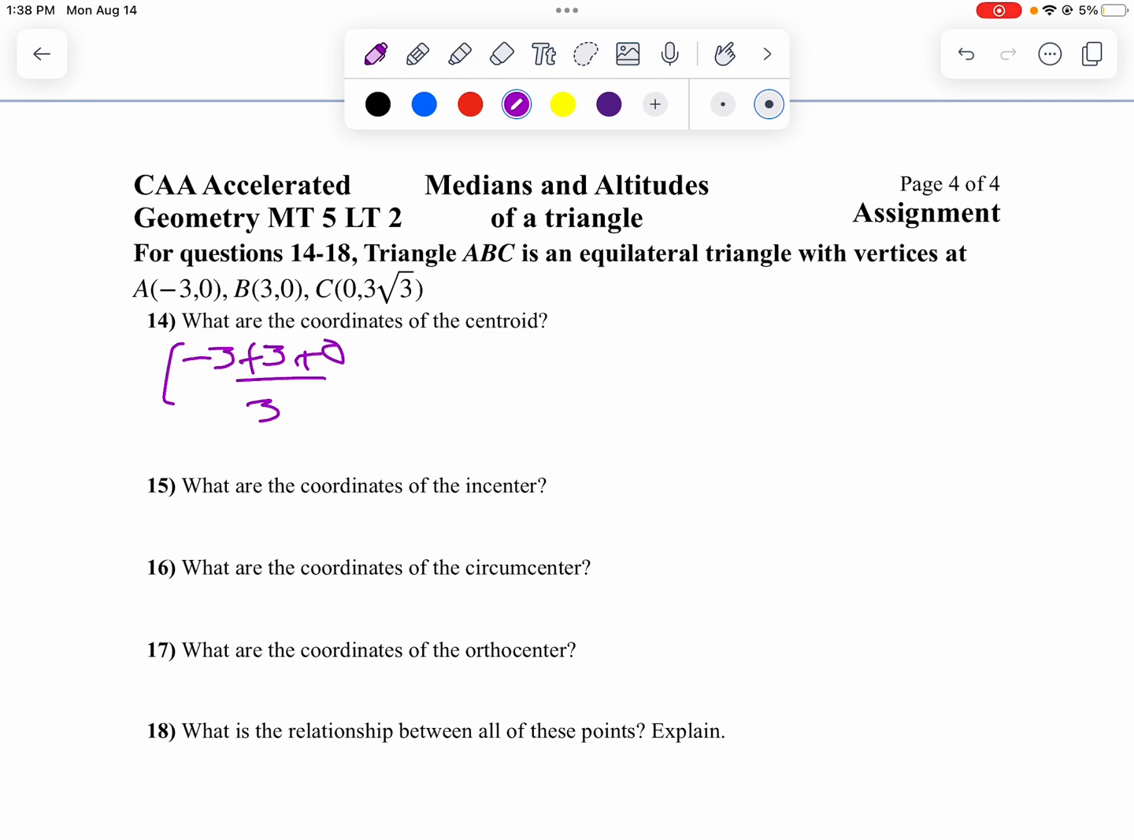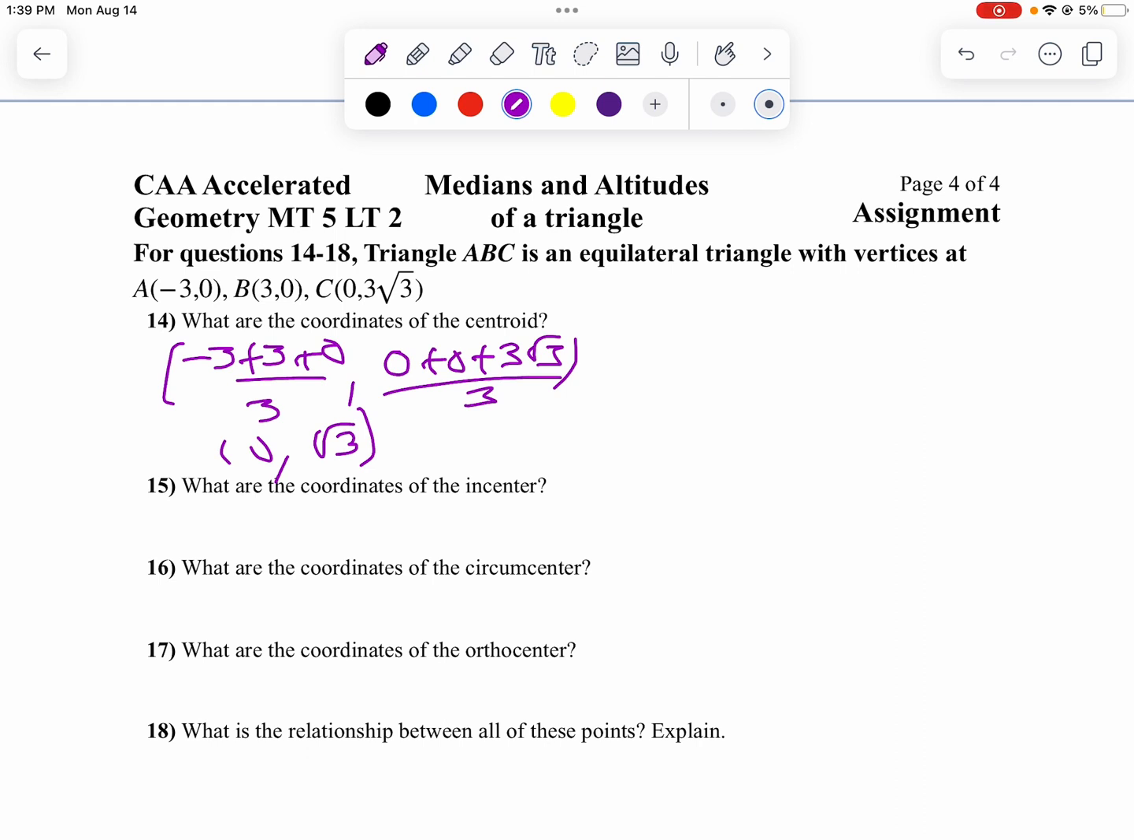Well, that's going to be 0, isn't it? And then I'll go 0 plus 0 plus 3 square roots of 3. Divide that by 3, and I'll get the square root of 3. I could do that geometrically if I so choose.